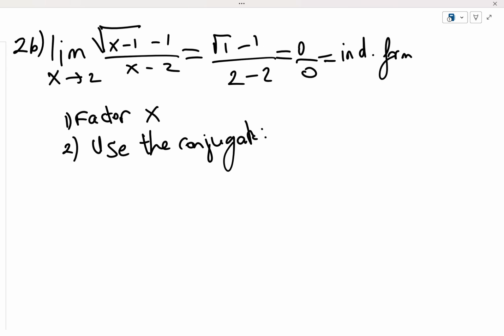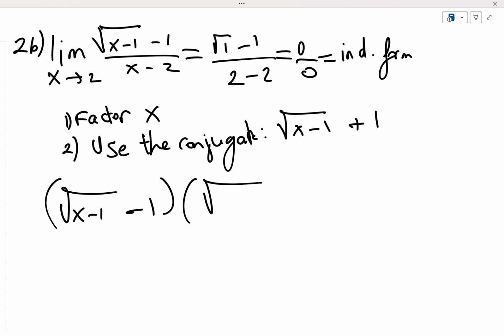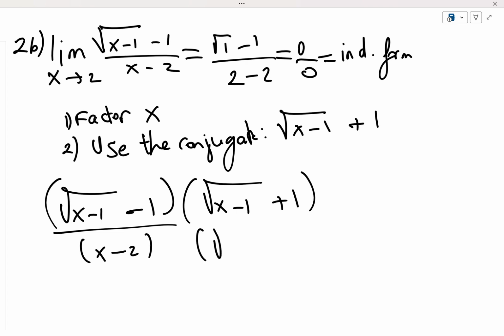The conjugate of √x − 1 will be √x + 1. So I'm going to multiply both the numerator and the denominator by the conjugate, which is, as I said, √x + 1. Why do we do that?